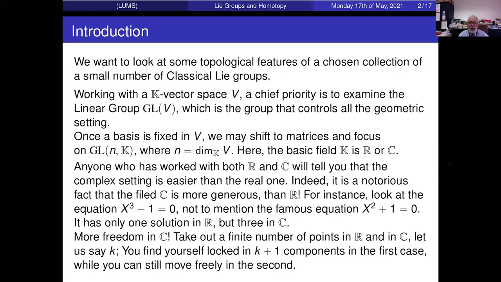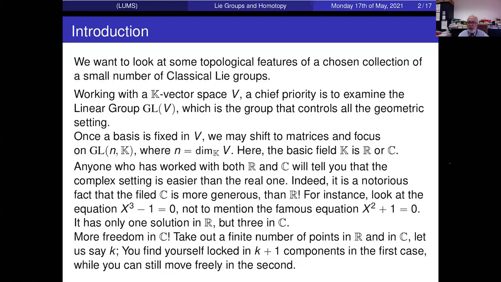For instance, look at the equation x^3 minus 1, not to mention the famous equation x^2 plus 1. This first equation, x^3 minus 1, has just one solution in R, while it has 3 in C. More freedom in C also.